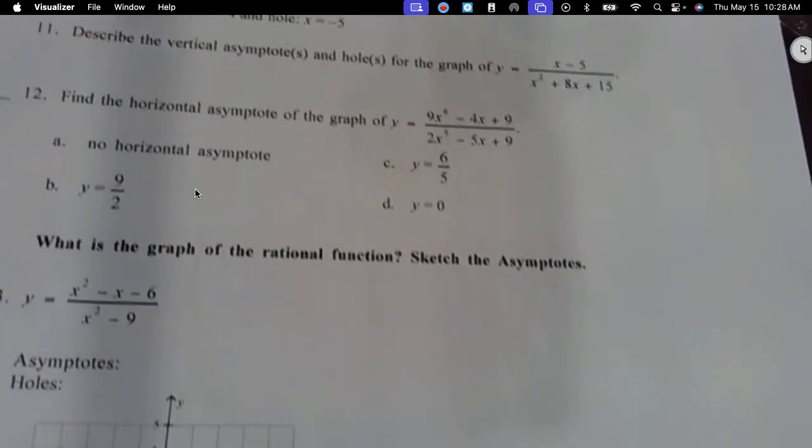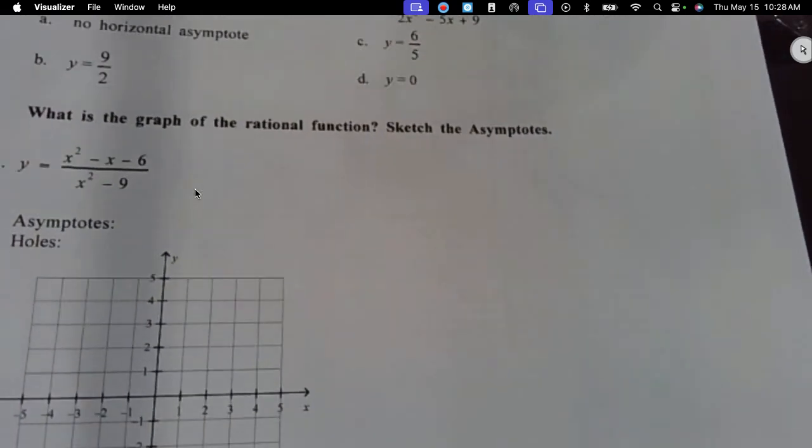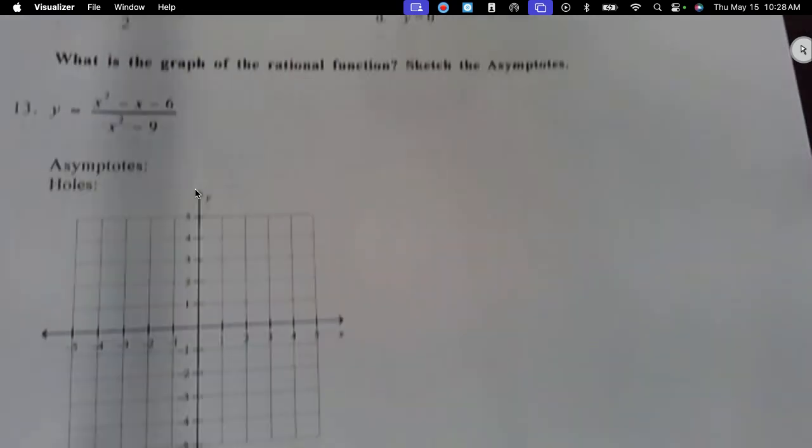This says, what's the graph? Sketch the asymptotes. And I went ahead and asked you to write the asymptotes and the holes in the graph, just in case you forget to sketch them. Maybe you can get partial credit for having it here. So first thing I need to do is factor everything, my numerator and my denominator.